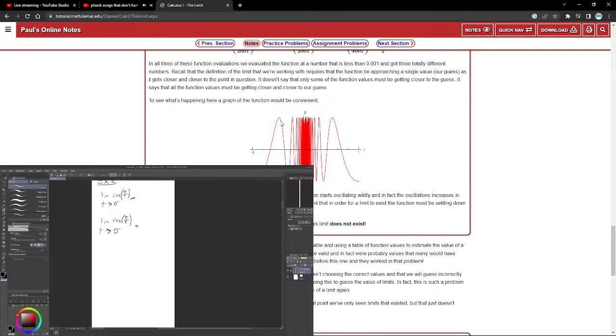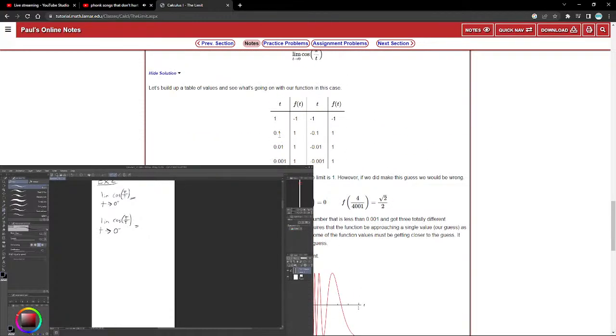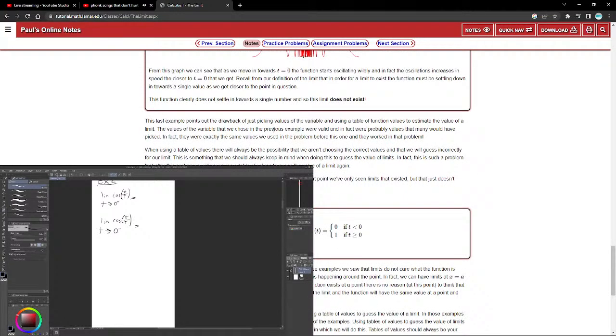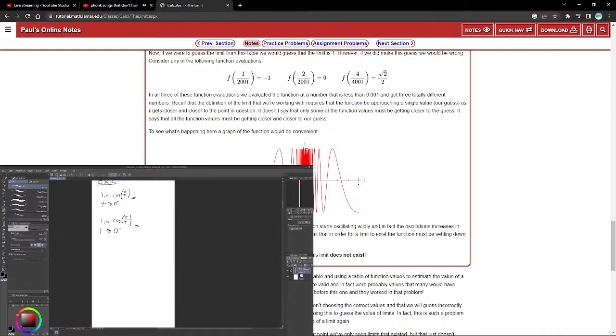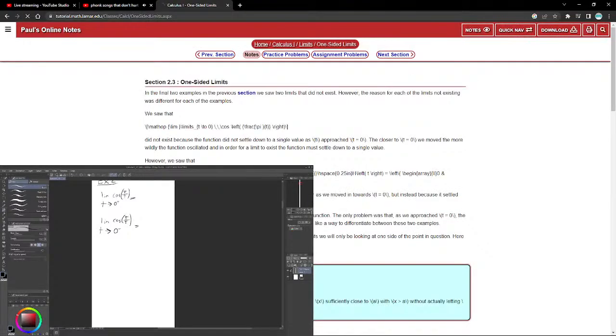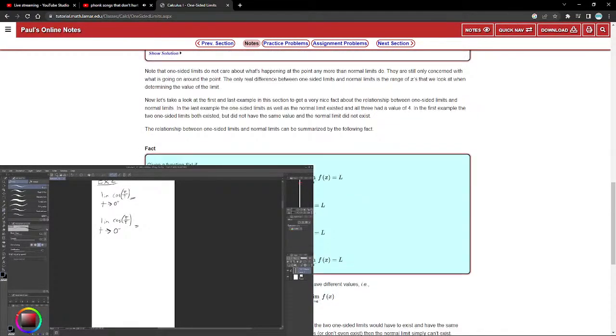I don't even know. What is it approaching? I don't even know how to define this. Doesn't look like it's approaching anything.